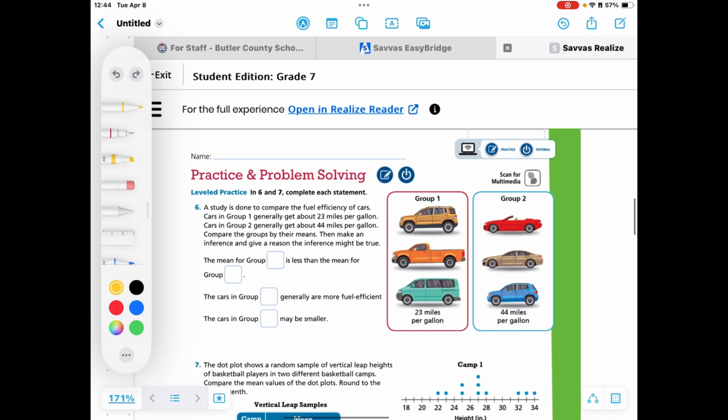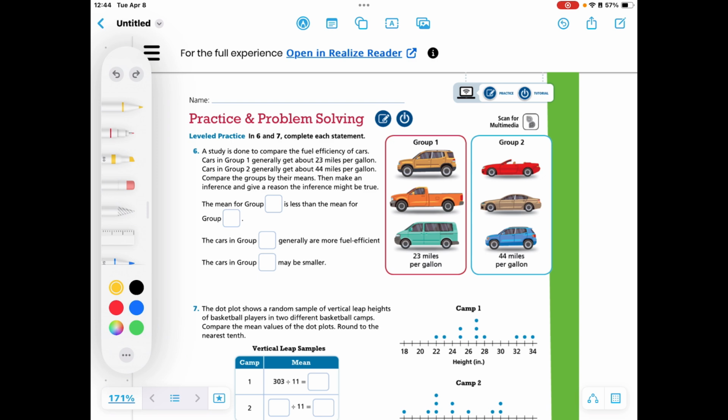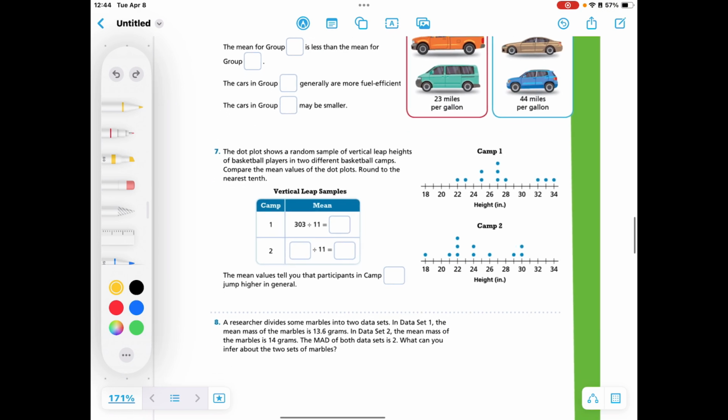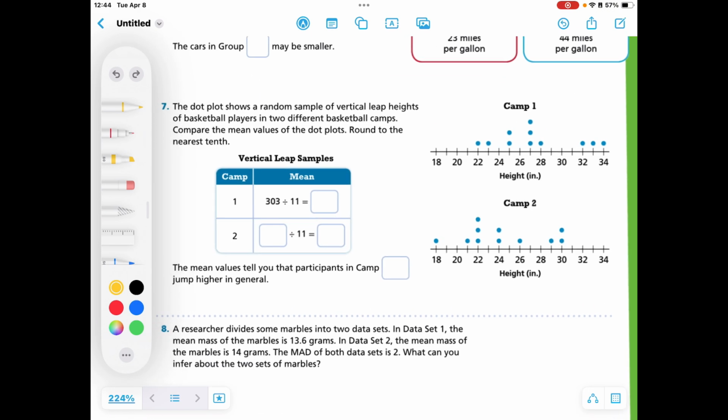Now looking at this, I'm actually going to do number 7 and let you guys look at number 6, simply because I really do feel like the odd problems are going to be more difficult in the long run, so I want to look at these odd problems with you guys.